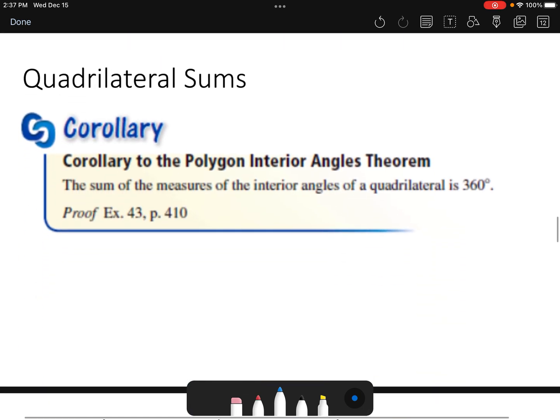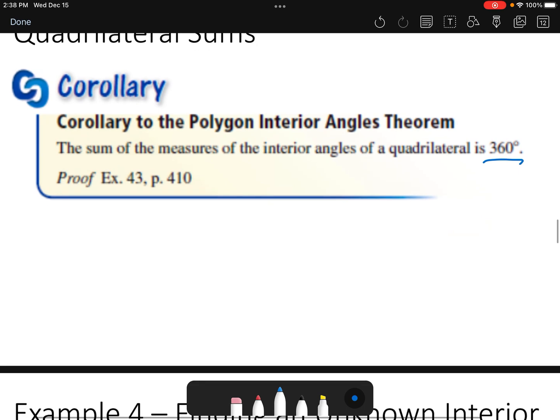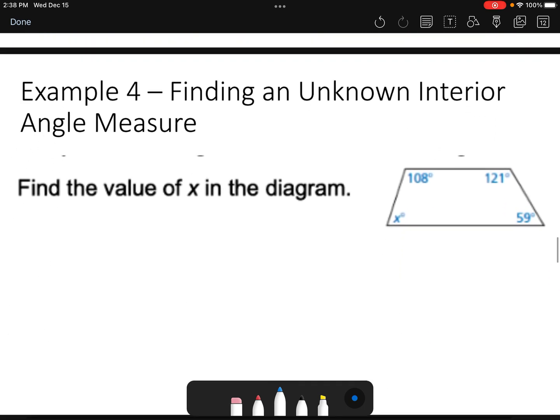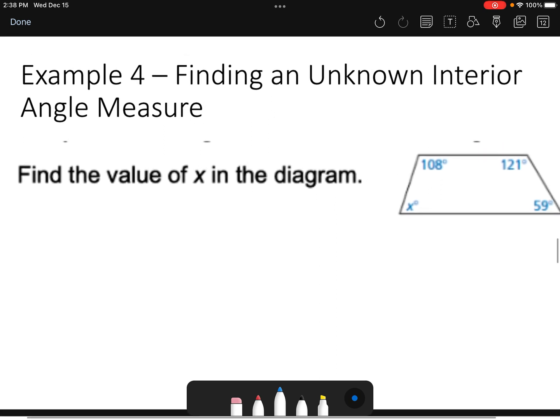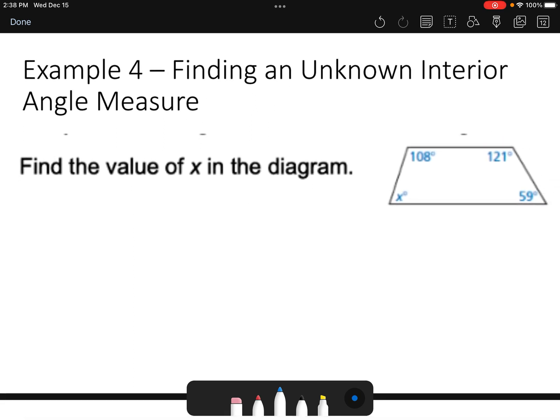So let's move on to quadrilaterals, which we've already said is equal to 360. Now that's very important. That's why we put it in here as a corollary. It's something we need to memorize. We need to know how many degrees, just like in a triangle's 180, then we can know that a quadrilateral is 360.